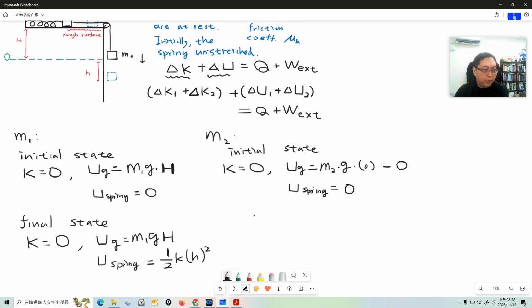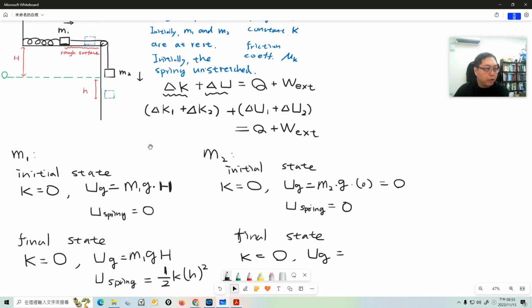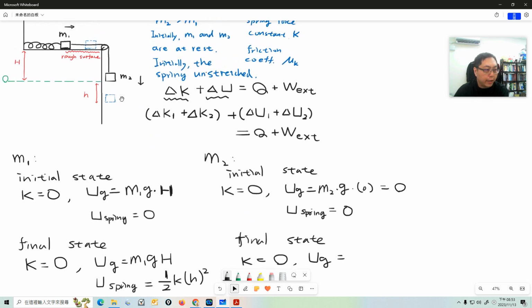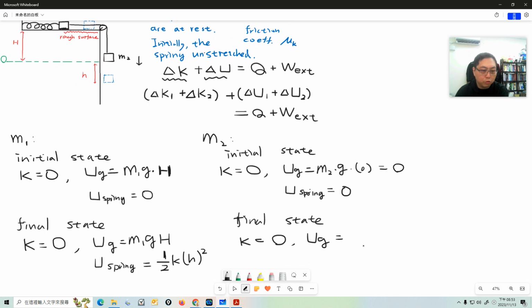And for M2, what's the final state? At the final state, M2 is also at rest, so its kinetic energy is also zero. And what's the potential energy of M2 at the final state? Because M2 moves downward with distance h, at the final state M2 is here. So the gravitational potential energy of M2 is m2 g times minus h. Be careful.